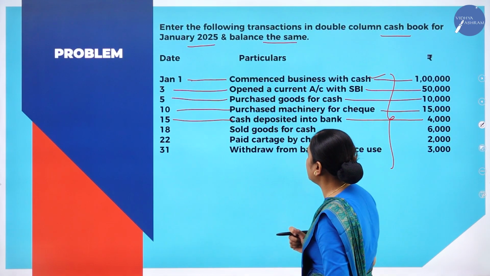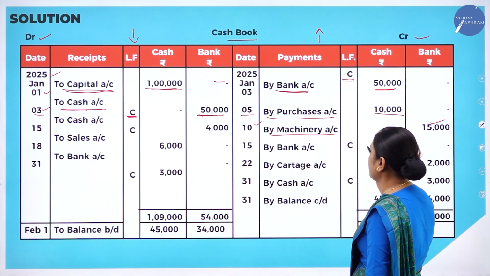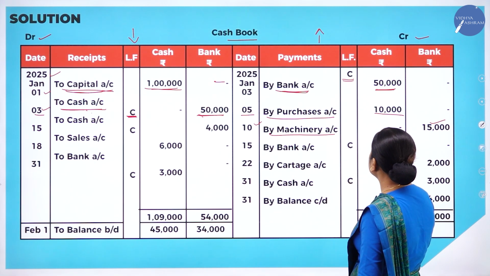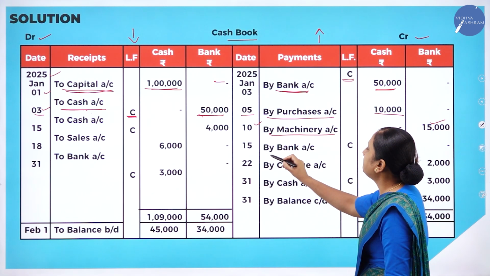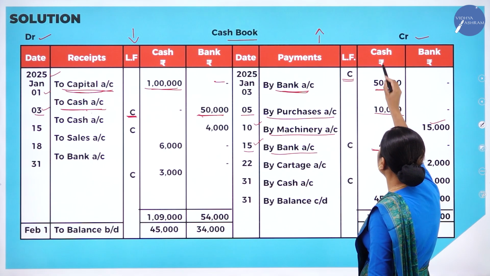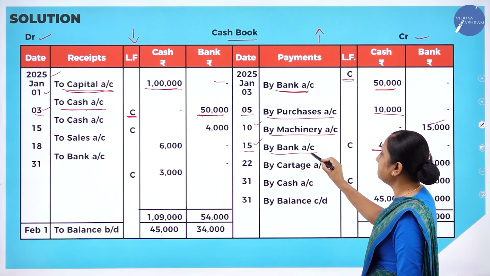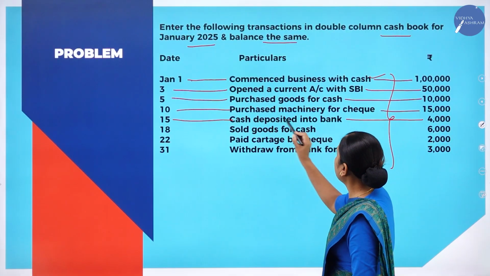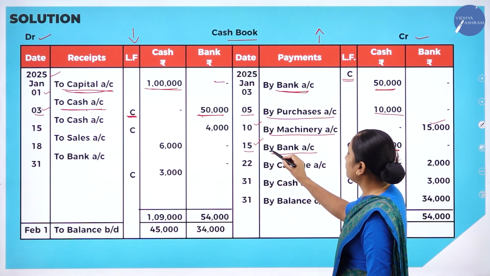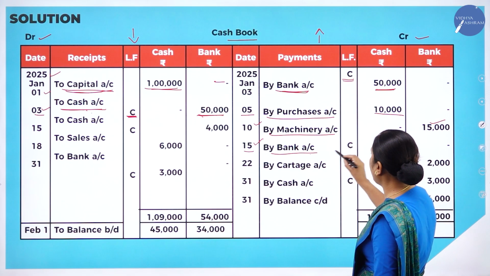Contra entry. See here. 15th, he is depositing. So to deposit, he will withdraw money. To deposit into his account, first what will he do? He will withdraw. See here. So cash is going out. By 15th date, by bank account 4,000. 4,000 cash is going out from the business. Cash deposited into bank. See here. By bank account 4,000.